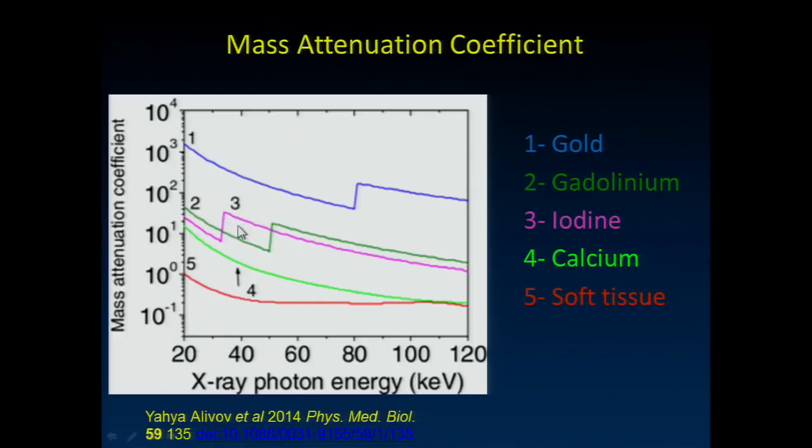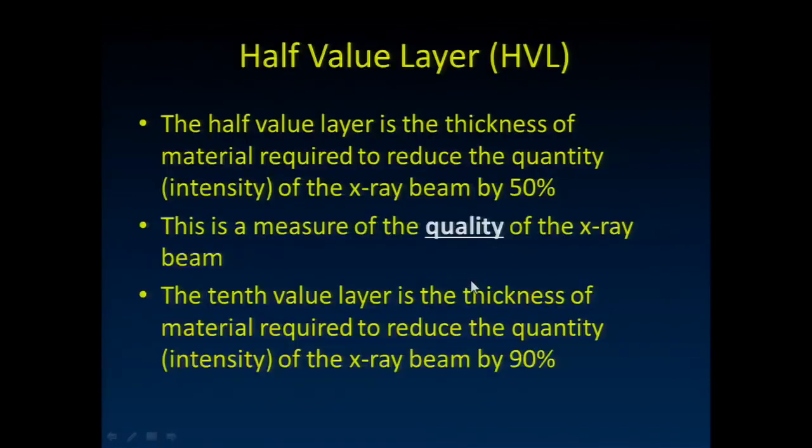Make sense? Now, what's going on down here in soft tissue and calcium? Why don't we see those discontinuities there? Well, do you notice that this starts at 20 keV? So those exist, but those are much lower Z tissues, and so those little discontinuities would be much lower down on the graph. Okay? Good.